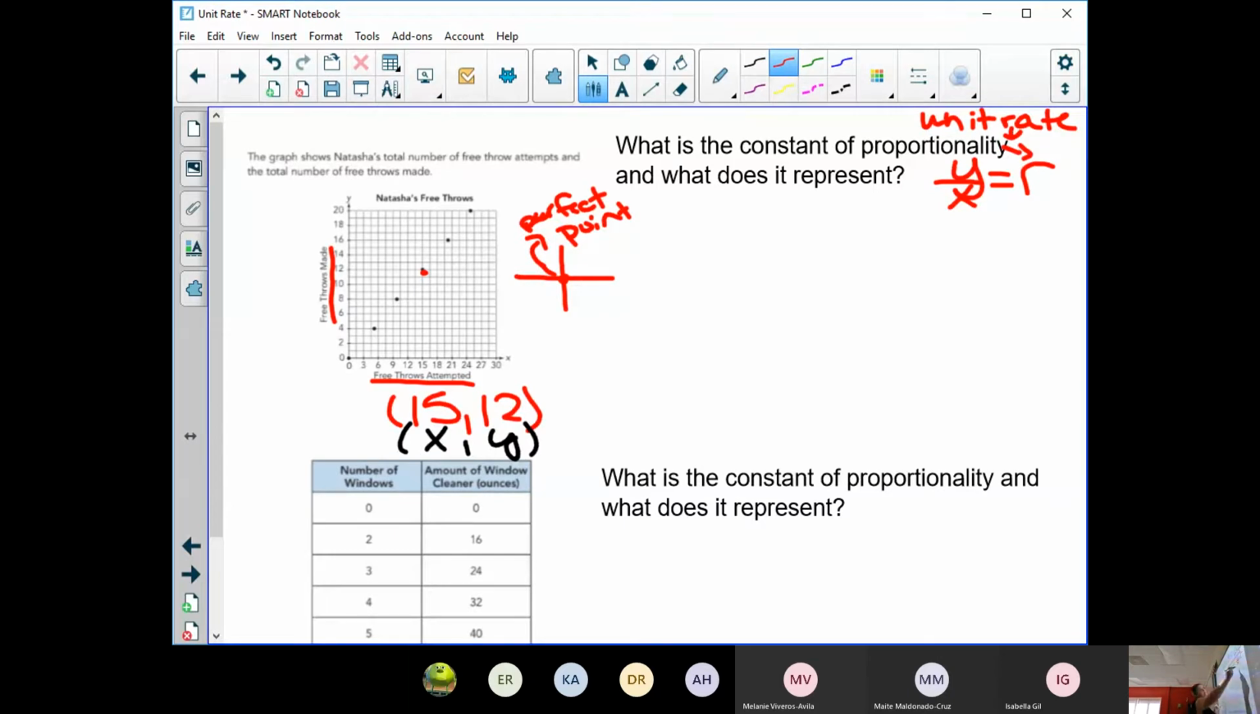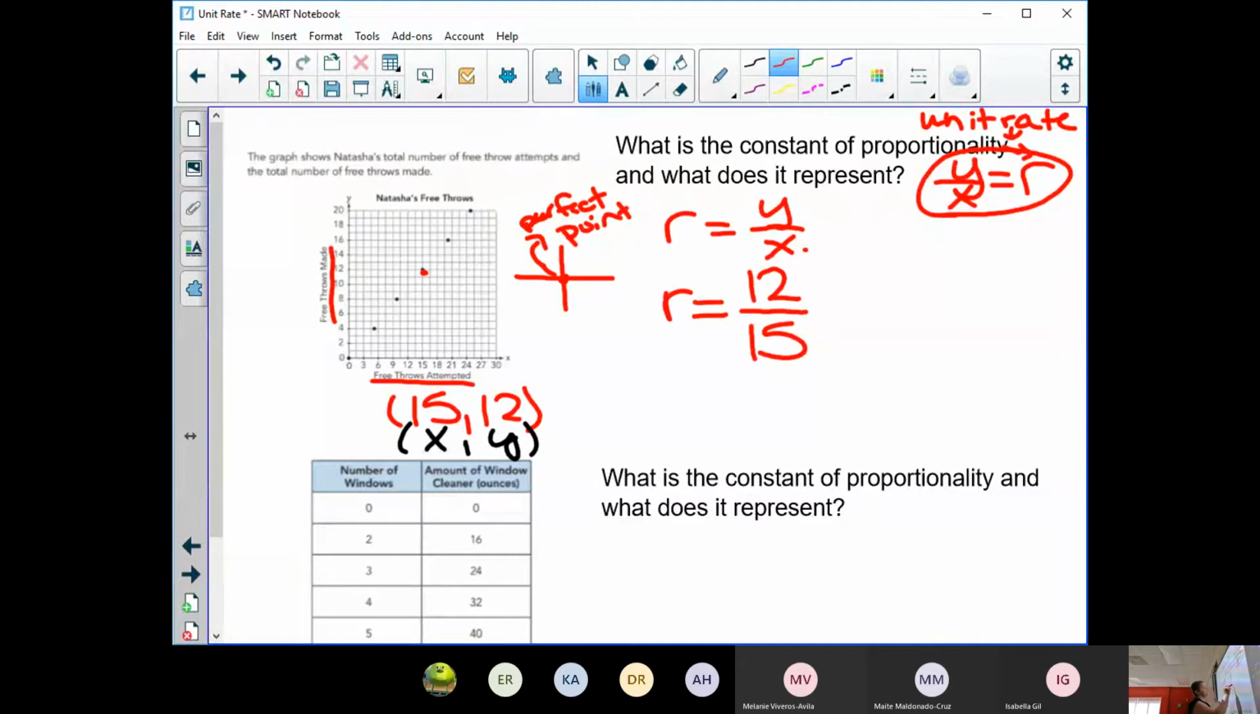So using my equation, r equals y over x, or y divided by x, I'm going to substitute 15 and 12 in for the letters x and y. So r equals 12 is my y, 15 is my x, and from here you can either simplify the fraction or you can divide it out and get a decimal. Either answer would be correct unless it asks for a fraction or a decimal.